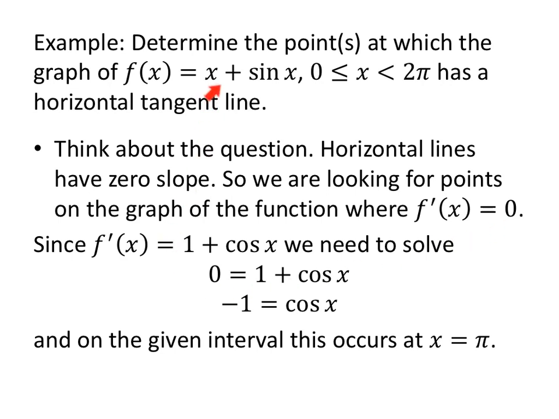First thing we're going to do is find the derivative. Derivative of x is 1, plus the derivative of sine of x is cosine of x. We need to solve when is the derivative equal to 0. That's when 0 equals 1 plus cosine of x. Subtracting 1, negative 1 equals cosine of x, and on this particular interval, that only happens one time, at x equals pi.